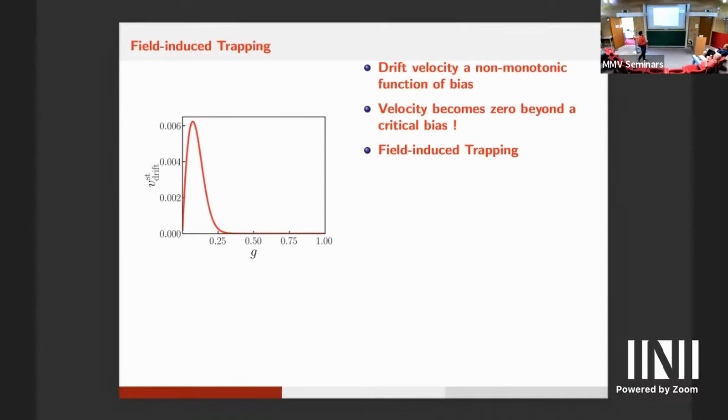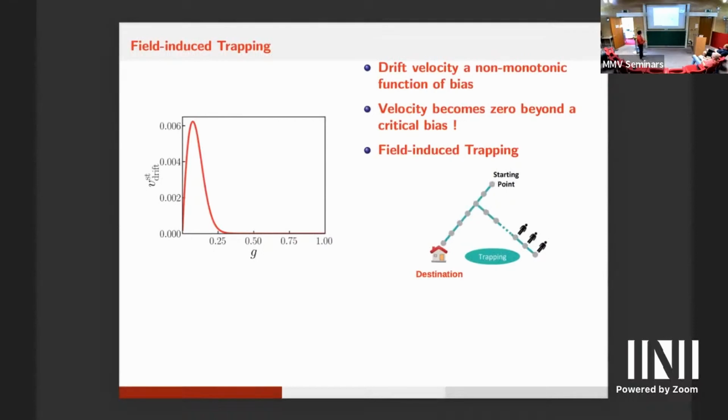As I mentioned here, drift velocity is a non-monotonic function of bias, and the velocity becomes 0 beyond the critical bias. This is known as bias field-induced trapping. And basically what happens is that this is your starting point and this is your destination.